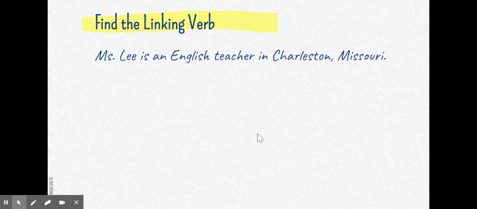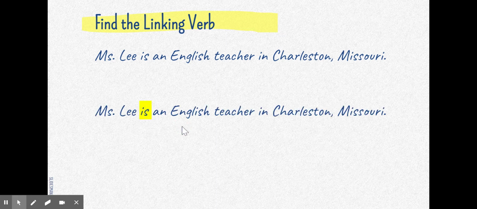First one, Miss Lee is an English teacher in Charleston, Missouri. So when you read this sentence, you're probably like, there is no verb here. No one is doing anything. Miss Lee in this sentence is not doing anything. You're right. That means there's no action verb, and instead we have a linking verb. And our linking verb in this sentence is "is."